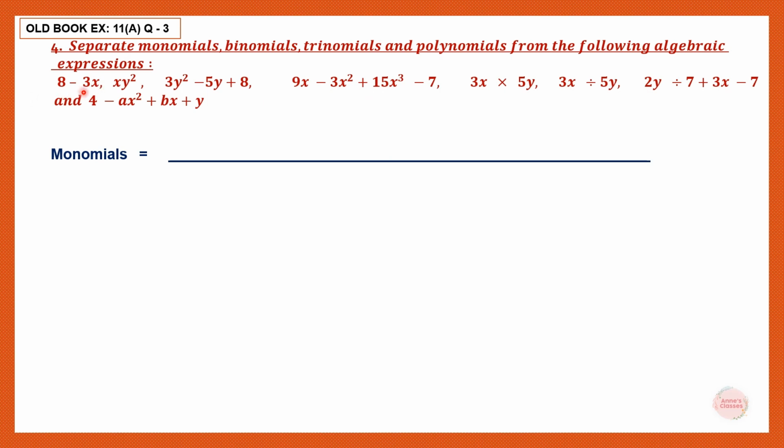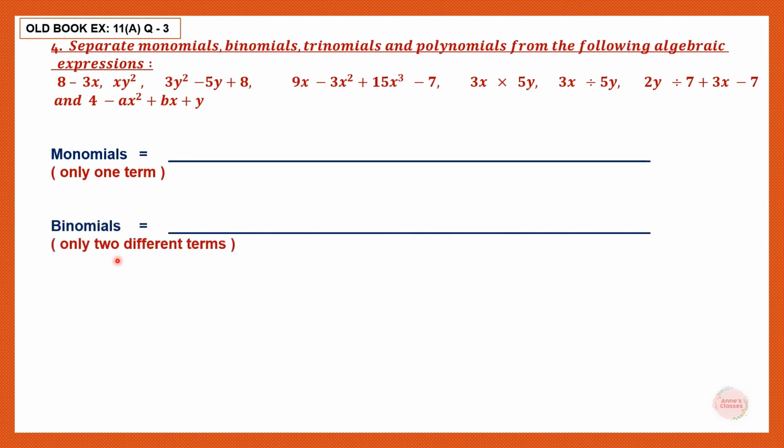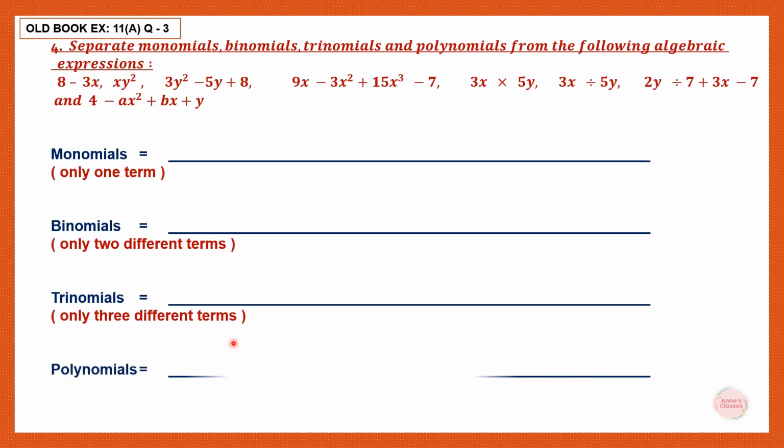Let's look at the first one. So let's write down monomials. Then we have, remember, monomials have only one term, binomials 2 different terms, trinomials have 3 different terms and polynomials more than one term. Okay, so let's pick out and see. So look at the first one. 8 minus 3x. How many terms are there? There is one minus sign, so there are 2 terms. So that is a binomial. So let's write it under binomial. 8 minus 3x, 2 different terms.